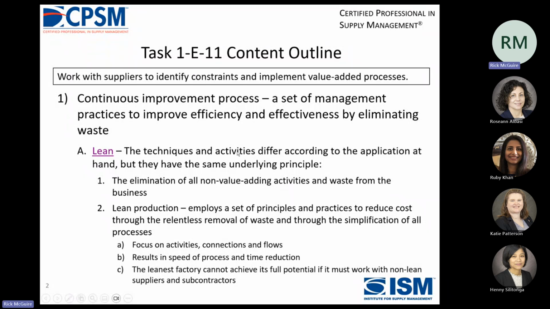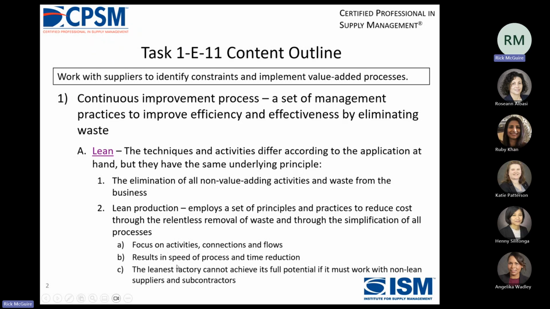So the first one is lean manufacturing. Differ according to the application at hand, but they have the same underlying principles. So you're eliminating all the non-value added activities, waste. So lean production employs a set of principles and practices to reduce costs, the relentless removal of waste. Focus on activities results in speed of process and time reduction. And the lean factory cannot achieve its full potential if it must work with non-lean suppliers and subcontractors.